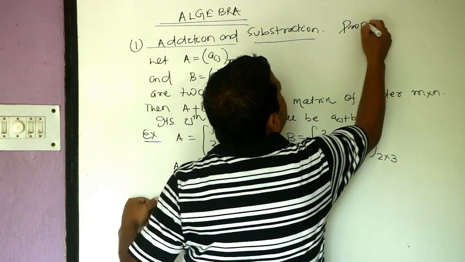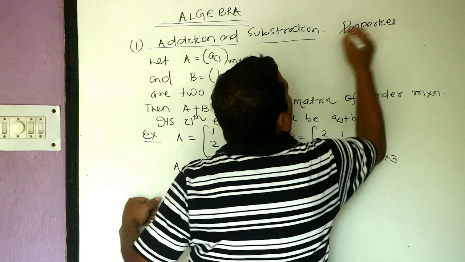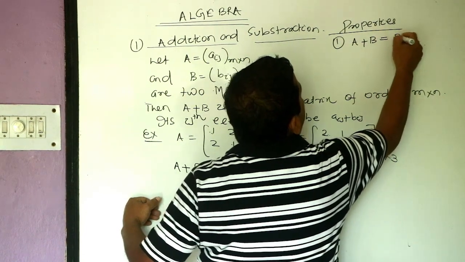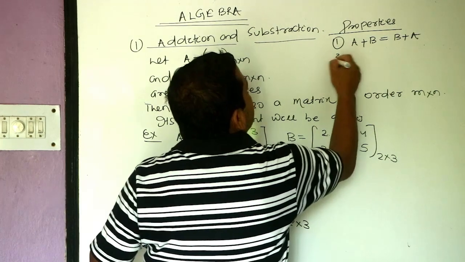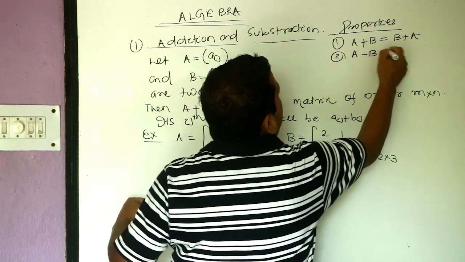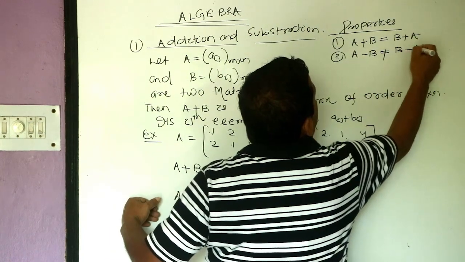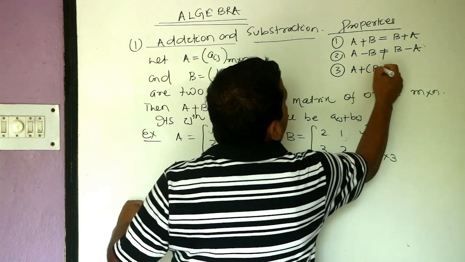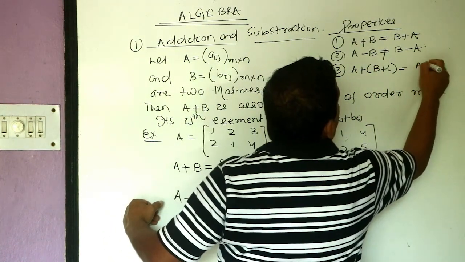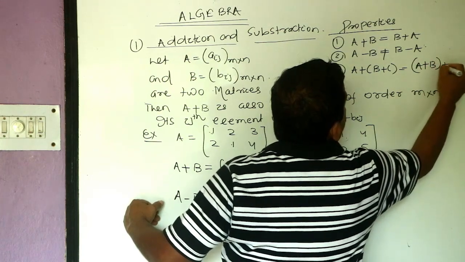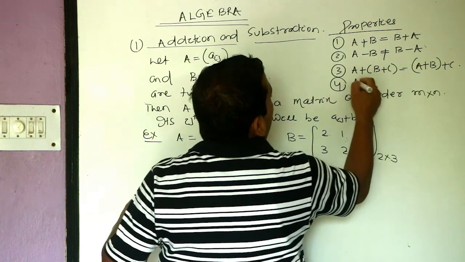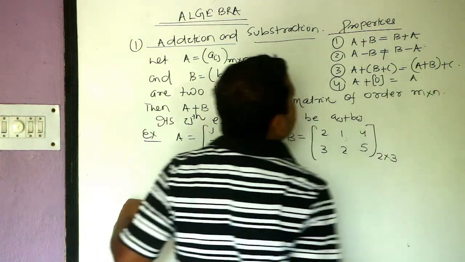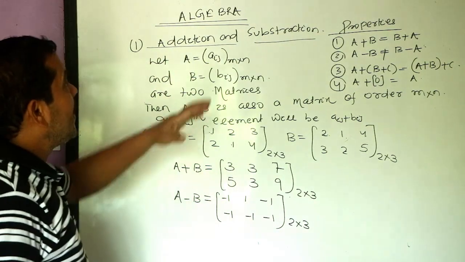Fundamental properties. First, addition is commutative, meaning A plus B equals B plus A. But subtraction is not commutative. A minus B is not equal to B minus A. Addition is also associative. A plus B plus C equals A plus B plus C. Addition with the zero matrix of the same order gives the same matrix A. Those are the fundamental properties.